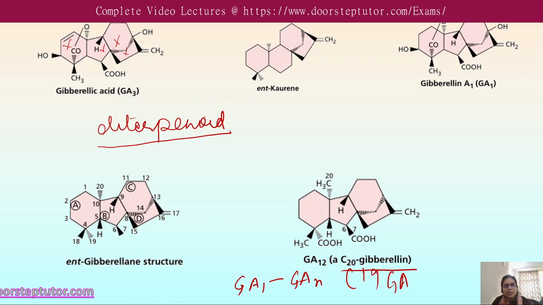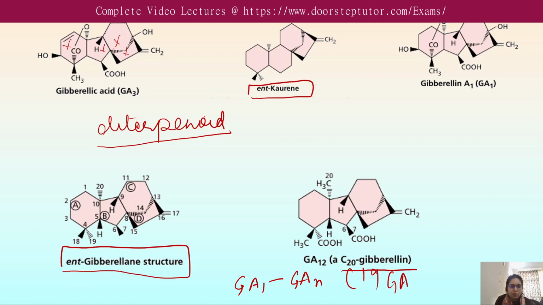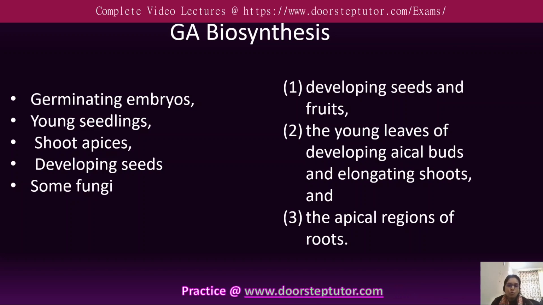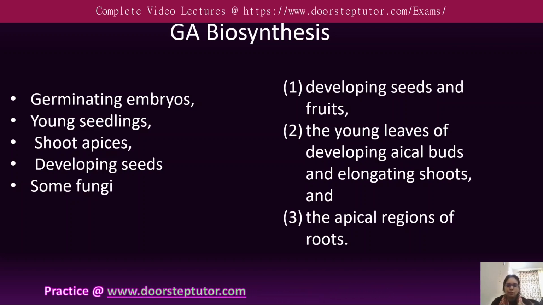Despite the plethora of gibberellins present in plants, genetic analysis has demonstrated that only a few are biologically active as hormones. All the others basically serve as precursors or are inactivated forms. The basic structure is the ent-gibberellane structure, where the 20-carbon gibberellins are found. However, gibberellin A1 is the most abundant and commonly found gibberellin in plants. So let's explore the biosynthetic pathway of gibberellin.